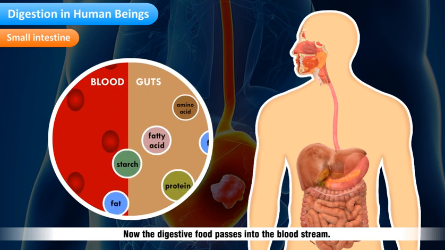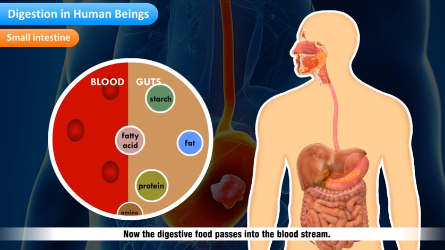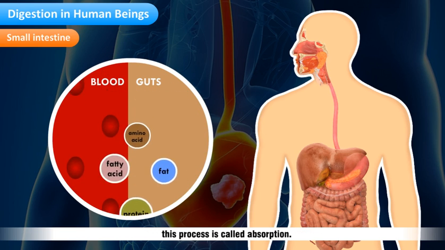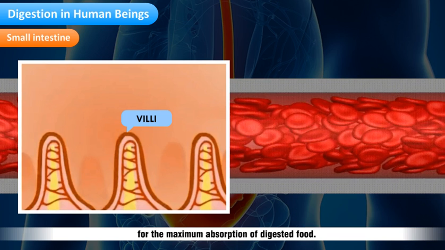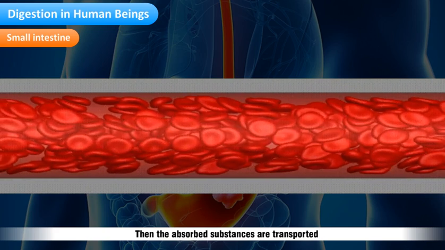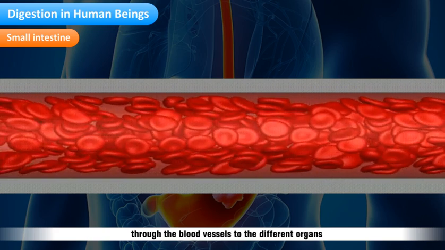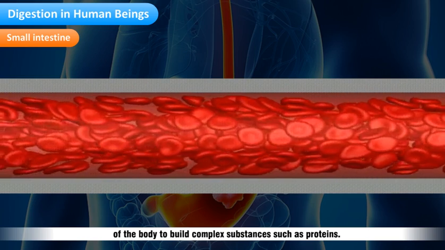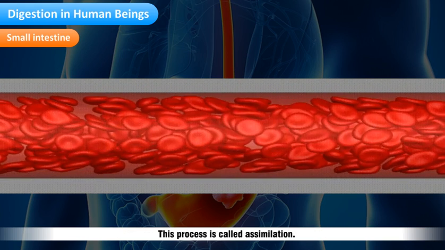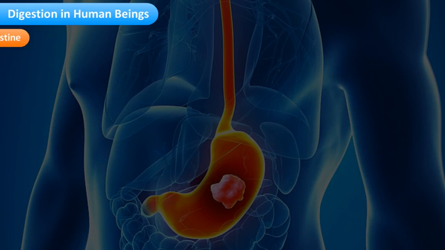Now, the digested food passes into the bloodstream. This process is called absorption. The tiny finger-like projections called villi are present in the inner wall of the small intestine. The villi increase the surface area for the maximum absorption of digested food. Then, the absorbed substances are transported through the blood vessels to the different organs of the body to build complex substances such as proteins. This process is called assimilation.